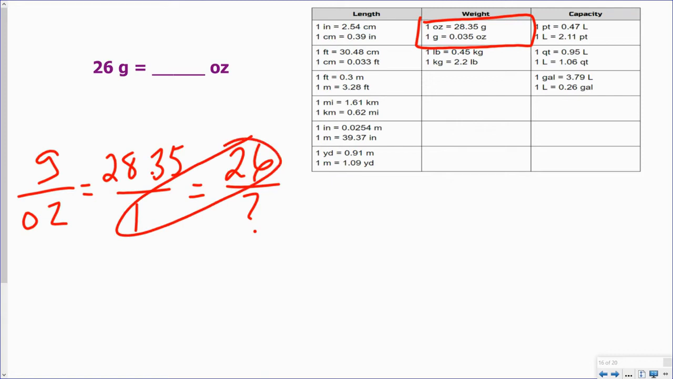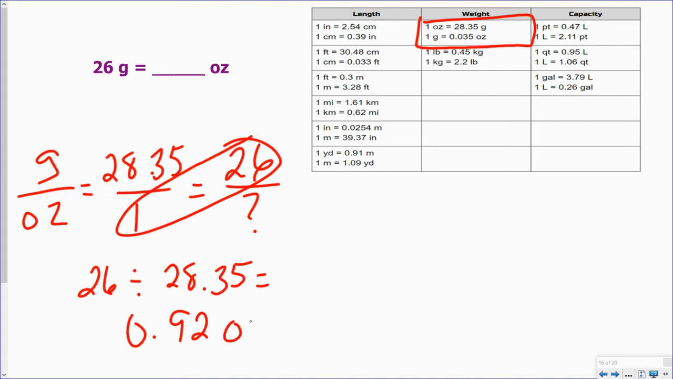So I multiply 26 times 1, I get 26, divided by 28 and 35 hundredths, and I get a decimal of 0 and 92 hundredths, and that's rounded, and that would be ounces.